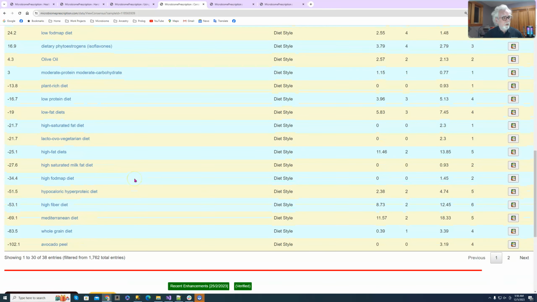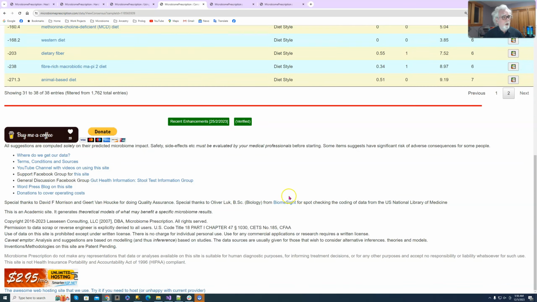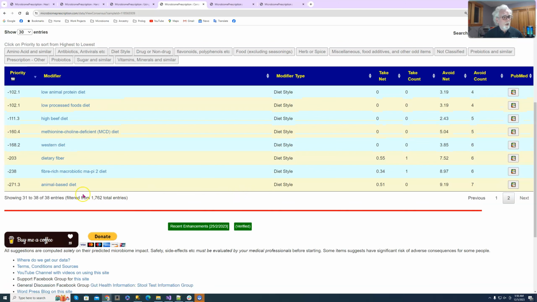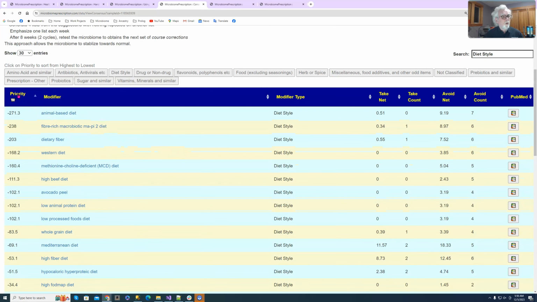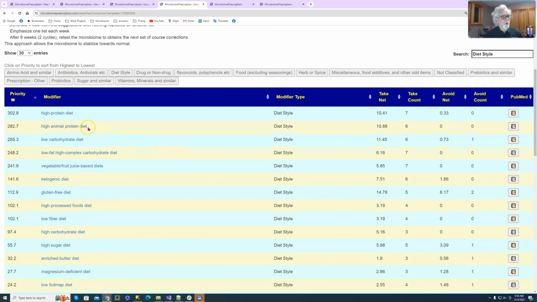So, and down on negative ones, let's go to the next page. We have heavy animal based ones, the Western diet, okay, the high beef diet, low protein. If we go back here, we have high protein, high animal protein. So in other words, I would tend towards going for the protein, but not the beef, which means probably fish and chicken.